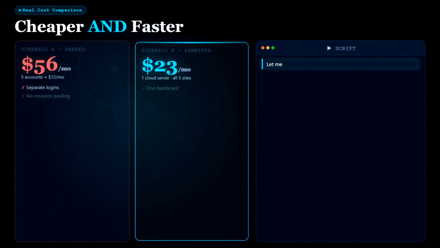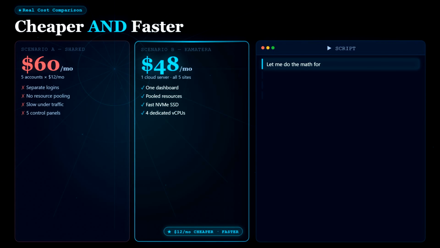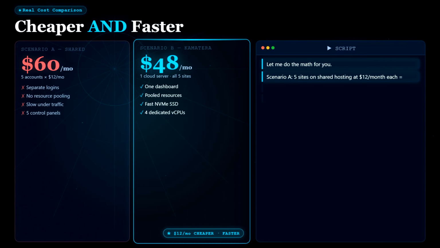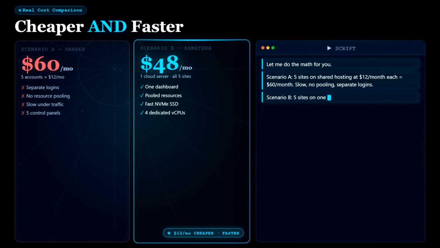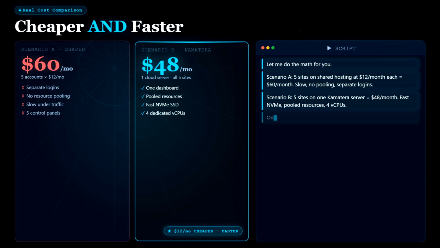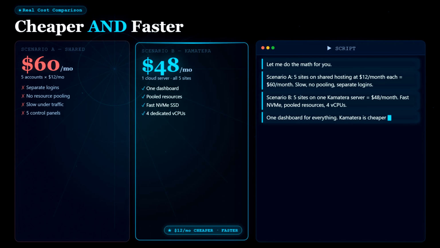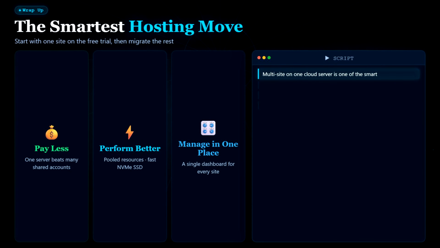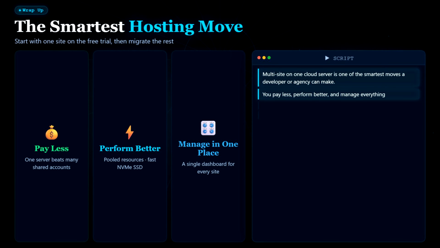Let me compare the two. Scenario A: 5 sites on basic shared hosting at $10 to $15 each, $60 a month. Performance slow under traffic, no resource pooling, separate logins. Scenario B: 5 sites on 1 Kamatera cloud server, under $40 a month. Performance fast, with NVMe SSD, pooled resources, 4 dedicated vCPUs, and 1 dashboard to manage everything. Kamatera is cheaper and faster. That's the whole story. Multi-site on a single cloud server is one of the smartest hosting moves a developer or agency can make. You pay less, perform better, and manage everything in one place.